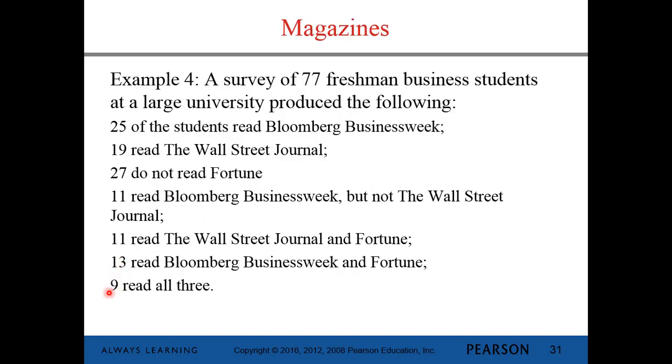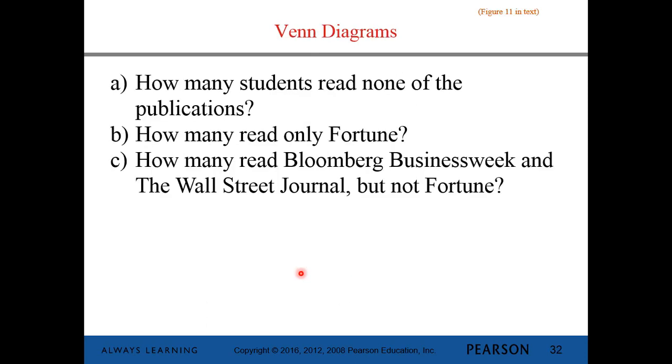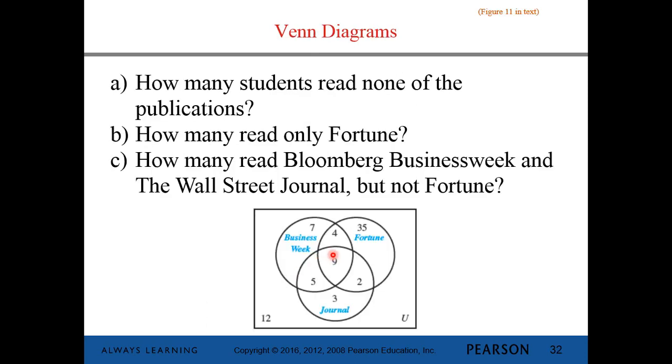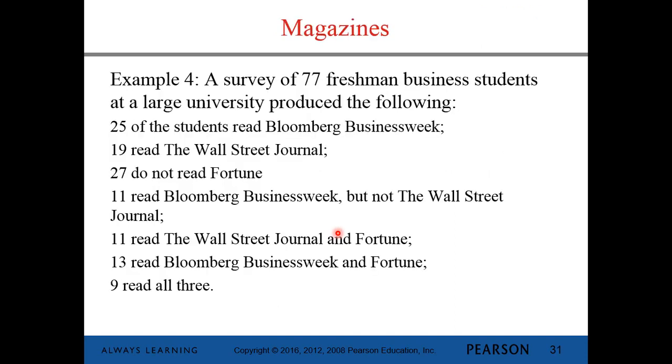Okay? So now, we know 9 read all 3. There's our middle intersection. So we know that 13 read both Bloomberg and Fortune. So Bloomberg, where is it? It's right here. Bloomberg, Fortune. So this is 13, right? The and. 9, so 13 minus 9 gives us 4. So there's the 4.